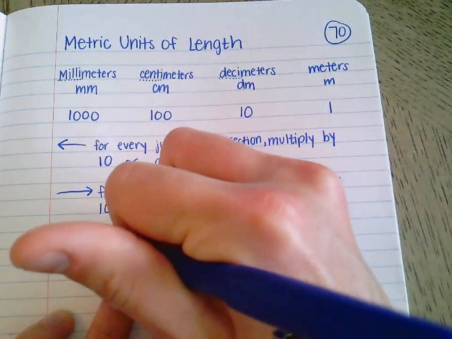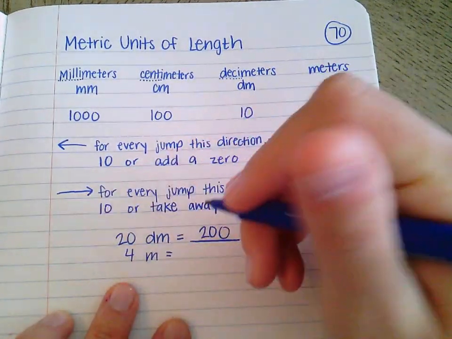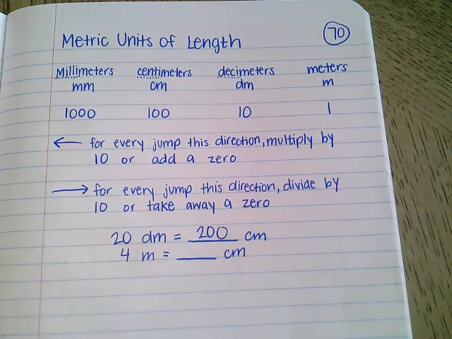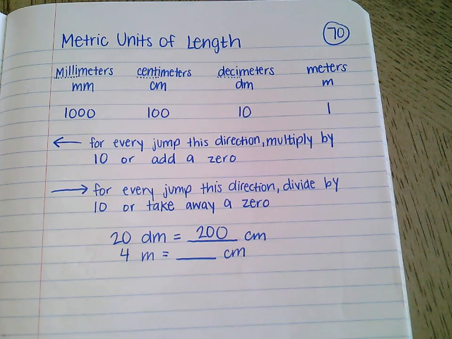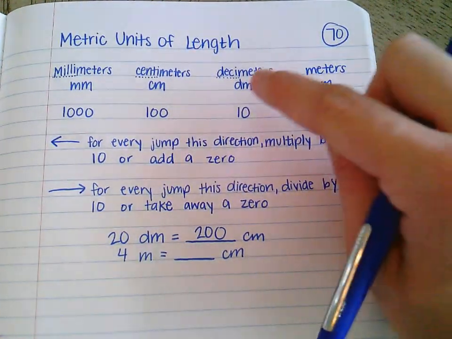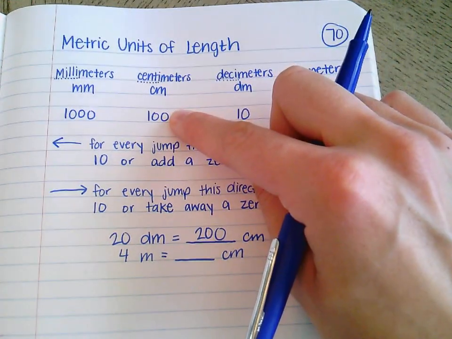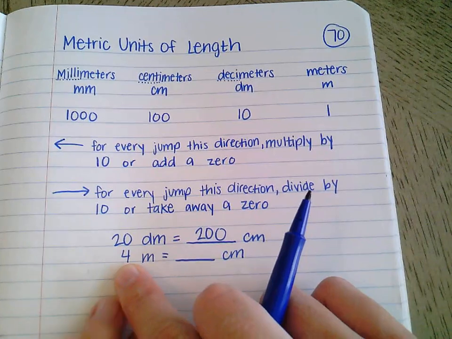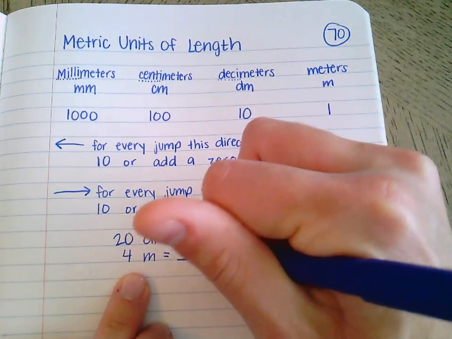All right, the next one I'm going to do 4 meters equals blank centimeters. Okay, let's find meters and let's find centimeters. So I'm actually going 1, 2. That's 2 jumps. So I have to add 2 zeros to this number. So I have 400.